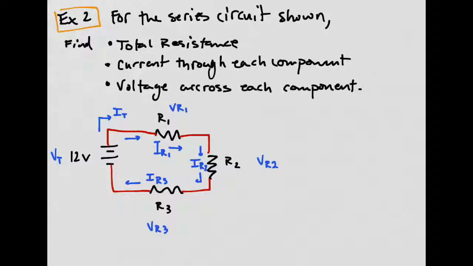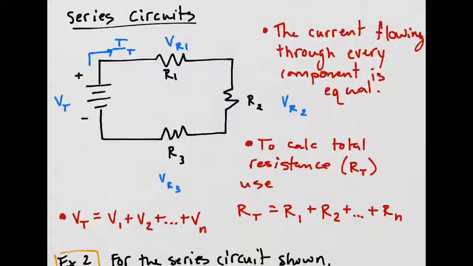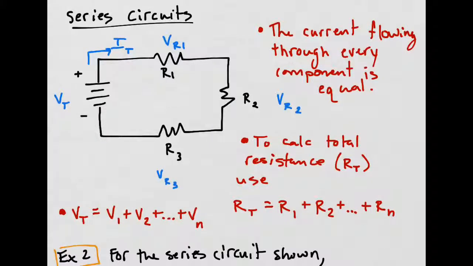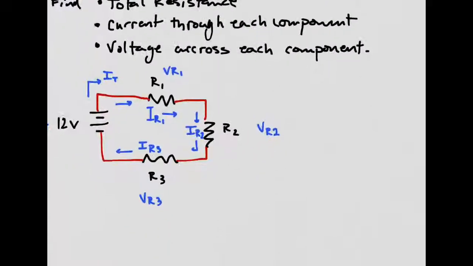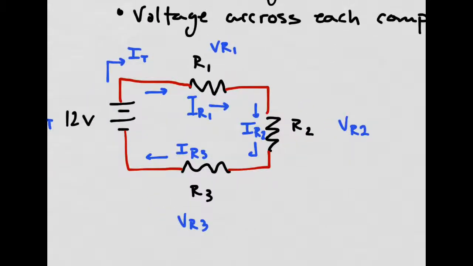Alright, so we have this. For the series circuit shown, find the total resistance, find the current through each component, and find the voltage across each component. This should be pretty easy because we have those rules. What are those rules? Well, first let's find the total resistance. To calculate total resistance, you just add up all the resistances. Well, we need to know that, and I didn't write it down. This is part of the problem.